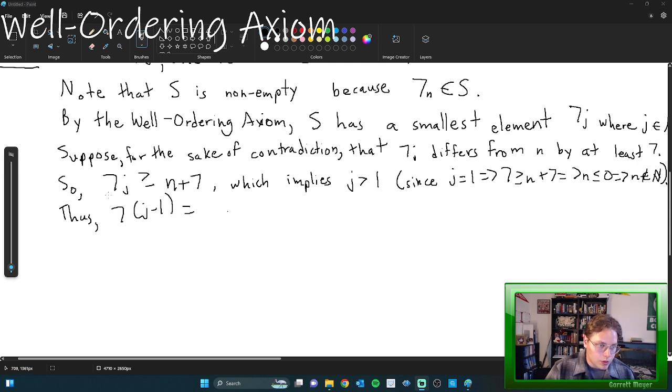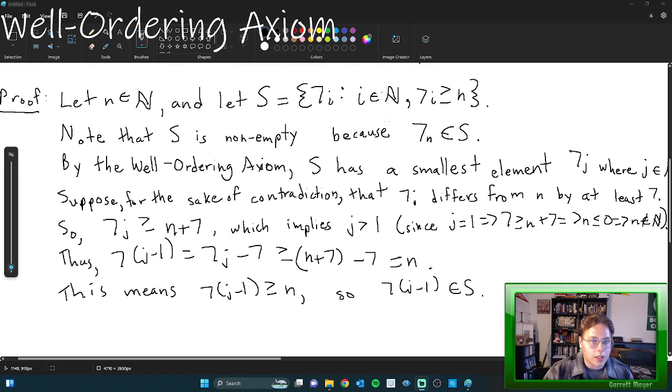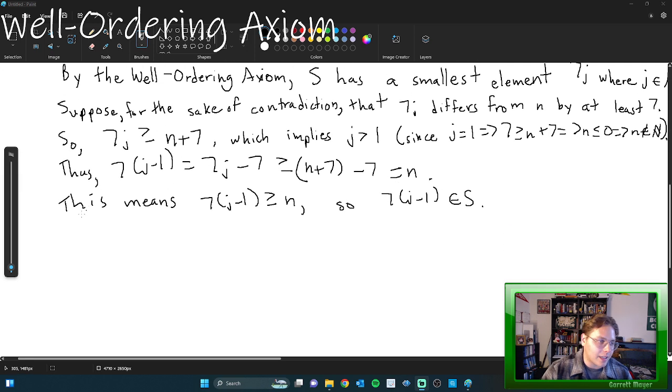7j minus 7 is greater than or equal to n plus 7 minus 7, because remember, 7j is greater than or equal to n plus 7, which just equals n. So 7j minus 7 is greater than or equal to n. Now, what does that mean about 7(j minus 1)? This means 7(j minus 1) is contained within that set S that we defined above, because j minus 1 is a natural number, because j is greater than 1, and 7(j minus 1) is greater than or equal to n. So 7 times j minus 1 is contained in set S.